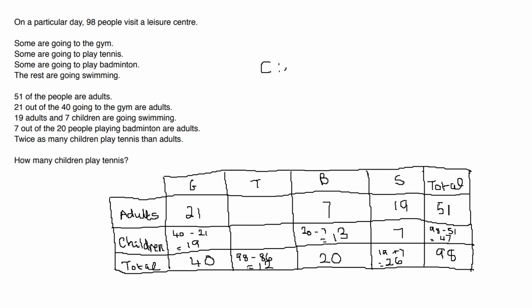So children to adults is in the ratio 2 to 1. So for every 1 adult, 2 children play tennis. So if we split 12 up in the ratio 2 to 1, we can work out how many children play tennis. So 2 add 1 is 3. I'm going to divide 12 by 3 to give me 4. And my children will be 2 lots of 4, which will equal 8. So I've got 8 children and 4 adults playing tennis. So 8 children play tennis.